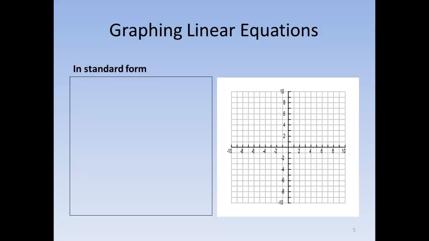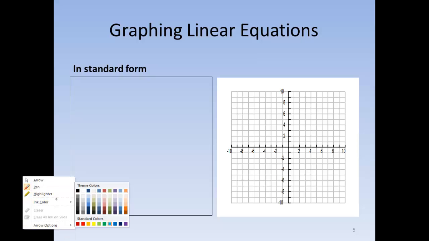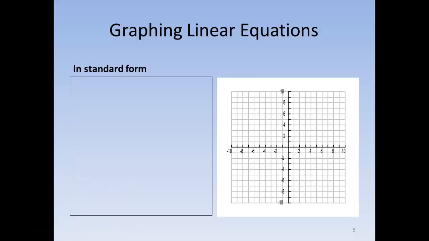The second way we're going to graph lines is in a different form, and this is our standard form. And our standard form is ax plus by equals c. And we have to note that a, b, and c are integers, where a is greater than or equal to 0. So we'd like to keep our a positive, okay? And all of these numbers are integers.